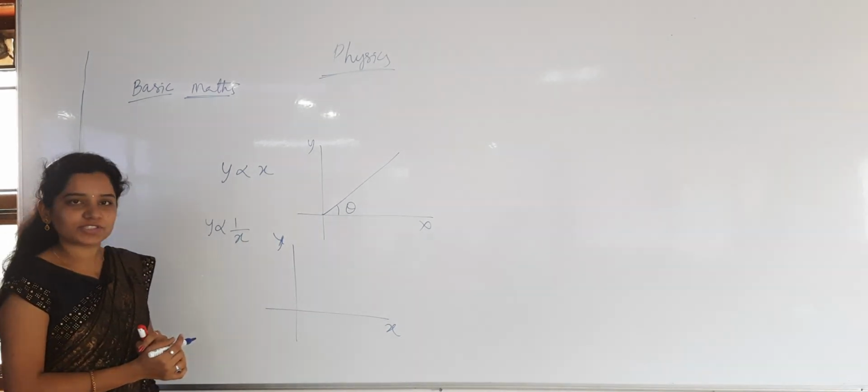Whenever y is inversely proportional to x, as in thermal properties of matter and thermodynamics, you might have got such graphs. Charles law and Boyle's law: we take PV equals nRT. From that, if T is constant, then PV is also constant, because the number of moles, the gas constant and the temperature are constant. Then P is directly proportional to 1 by V, otherwise P is inversely proportional to V.